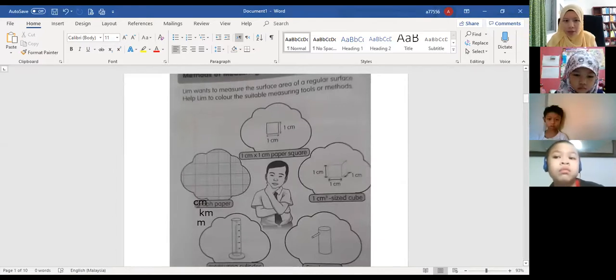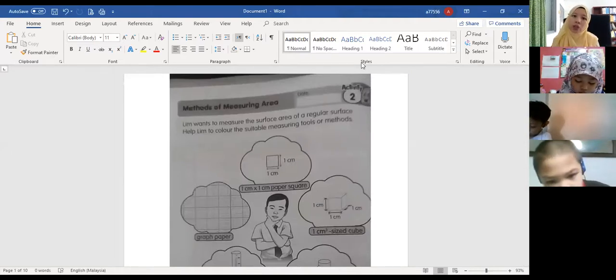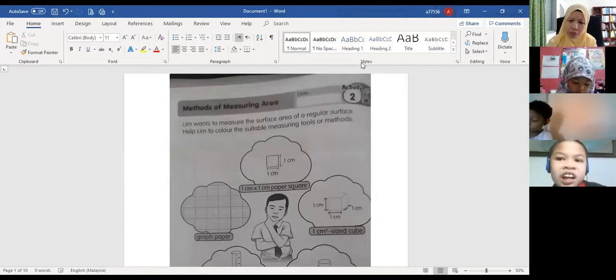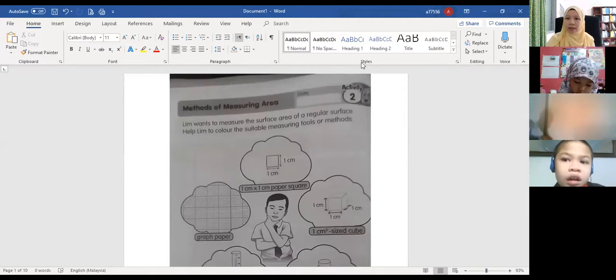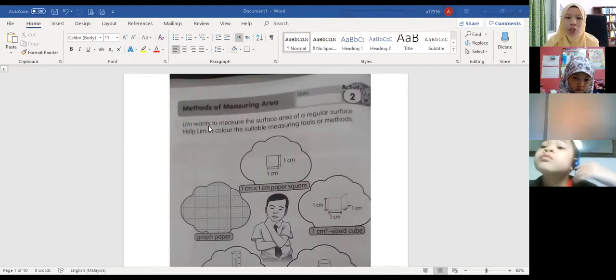Okay, this is the method. The question is about the method that we use to measure the area. Do you still remember? Teacher has taught you how to measure the area. I hope you still remember. Okay, let's read the question. Lim wants to measure the surface area of a regular surface. Help Lim to color the suitable measuring tools or method. It says help Lim to color the suitable measuring tools or method.